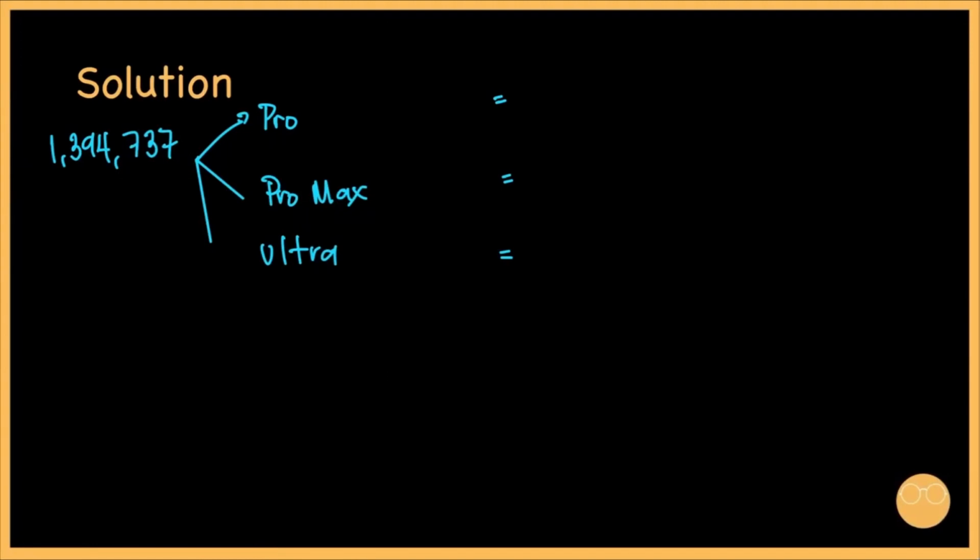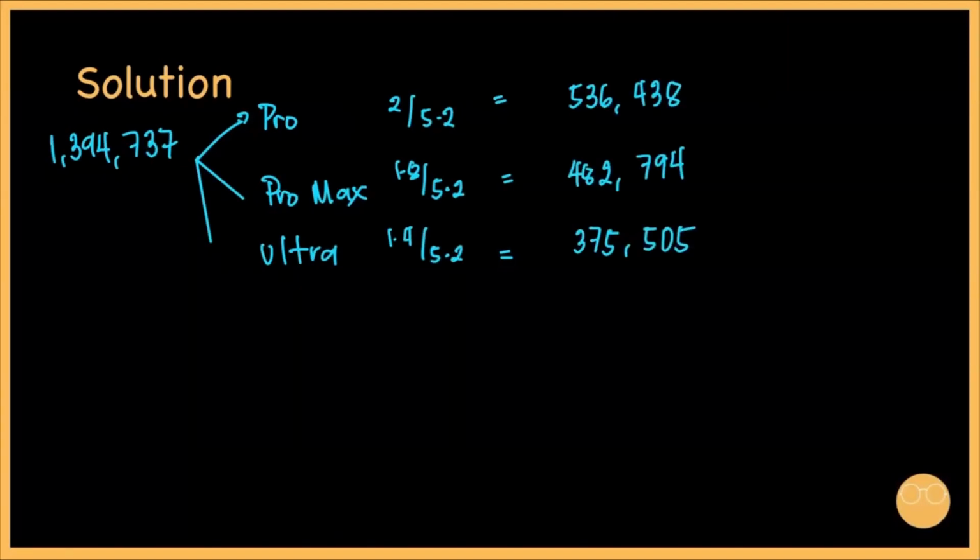Now, let's compute for the allocated composite break-even points in terms of peso. Remember that we have the composite break-even point in terms of peso amounting to 1,394,737. Then remember, the allocation for the Pro is 2 over 5.2, Pro Max is 1.8 divided by 5.2, and lastly, 1.4 divided by 5.2. So let's compute for the allocated. For the Pro, we have 536,438. For the Pro Max, out of the composite break-even point, we will have a sales amounting to 482,794, and the remainder is for the Ultra lineup.